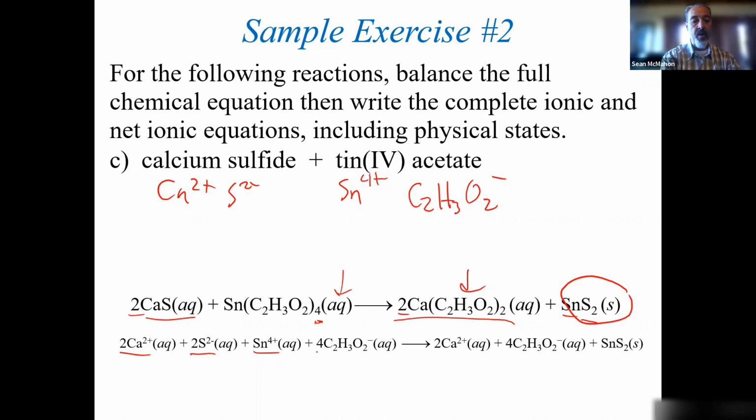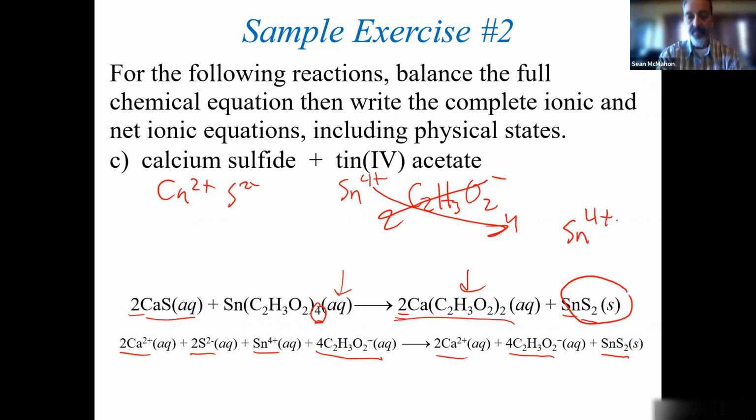Tin 4, 4 acetates right there. Why? Crisscross. I need 4 of these. On this side, 2 calcium, 4 acetates, tin 4, and sulfide. And how do I get that formula? Tin 4, sulfide. You would think crisscross, which would be SN2, S4, but we want the simplest formula, so we divide by 2 and we get SN2.